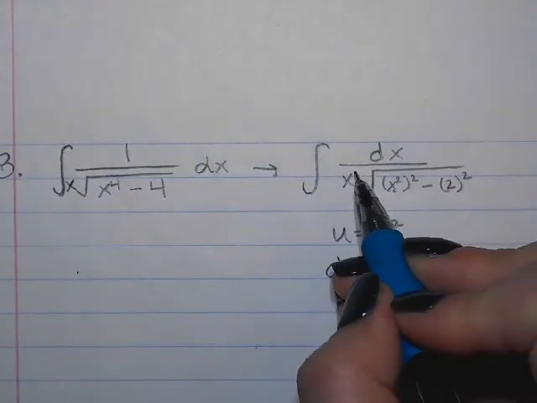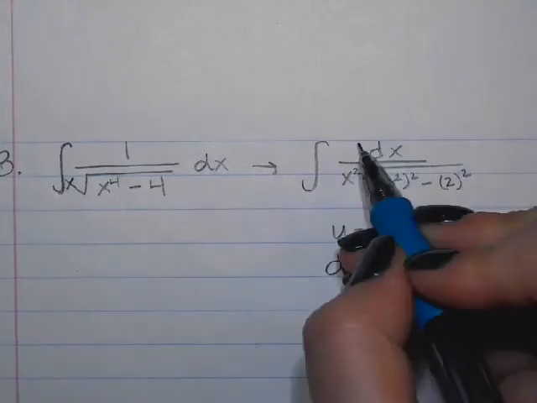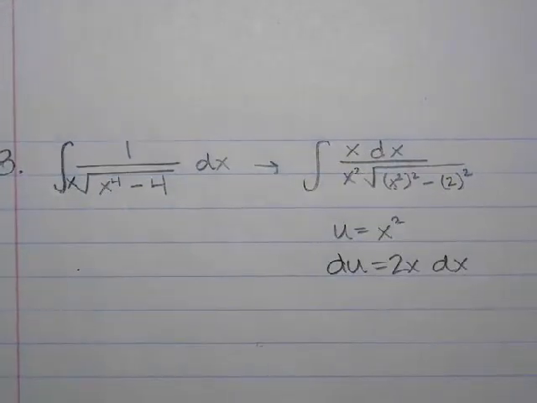Yeah, this must have been an x squared on the bottom, and there must have been an x on the top. Does that make sense? So let's look back at the yellow sheet. We have the u right here on the bottom.